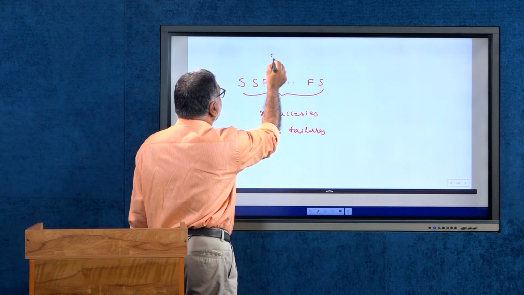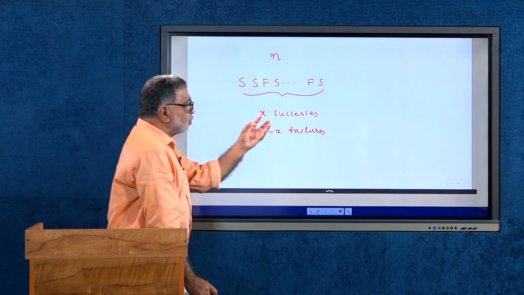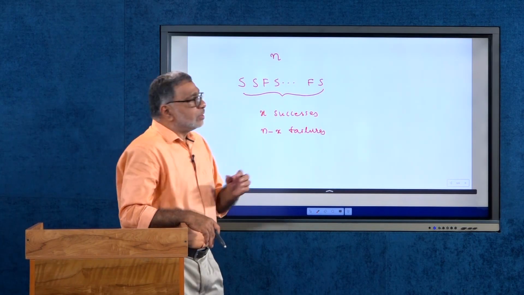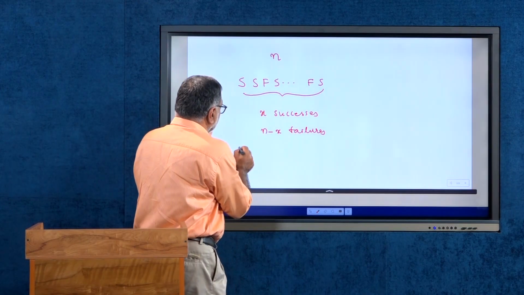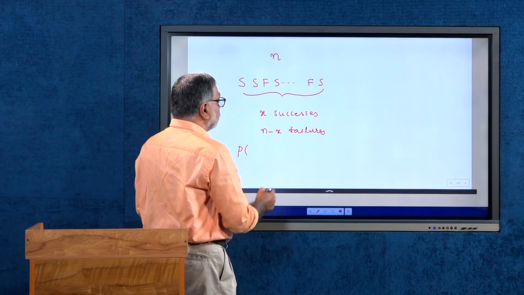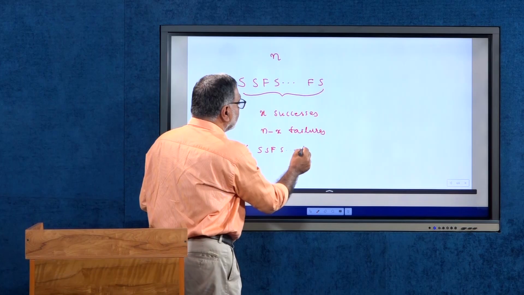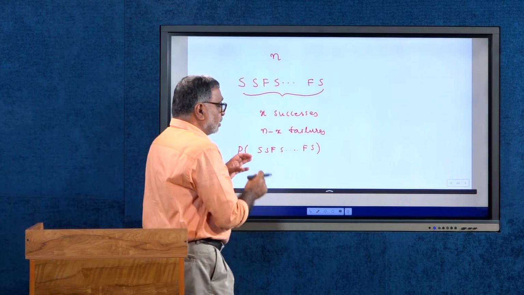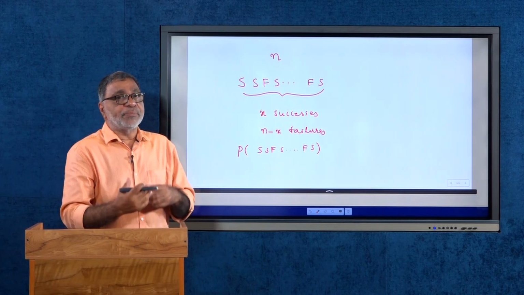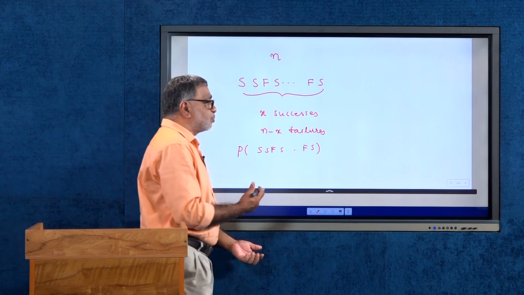We are performing n trials, and out of n trials, assume there are x successes and n minus x failures. So what is the probability of getting one such sequence of outcomes, that is S, F, S, etc., F, where the trials are independent with the probability of success p and probability of failure 1 minus p, or q?